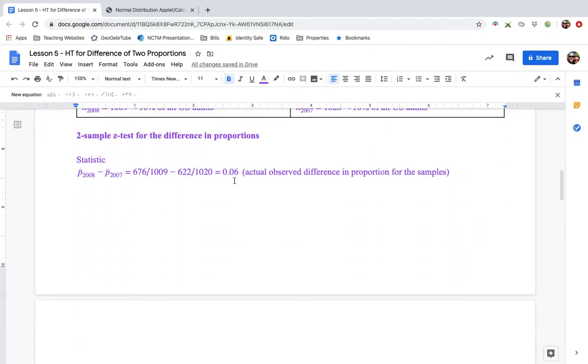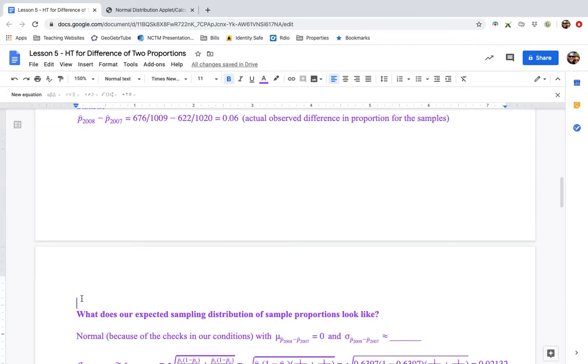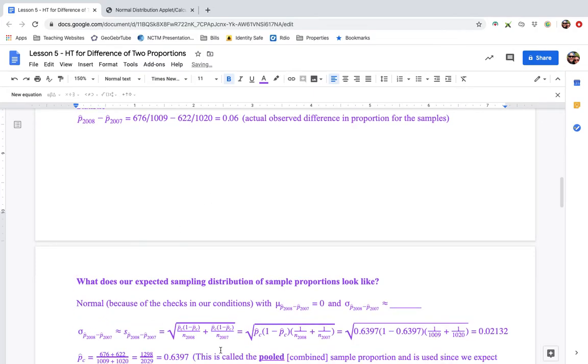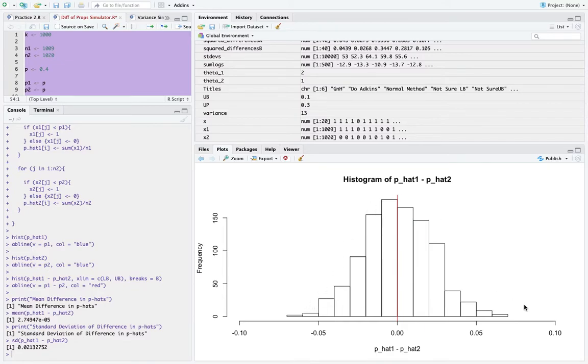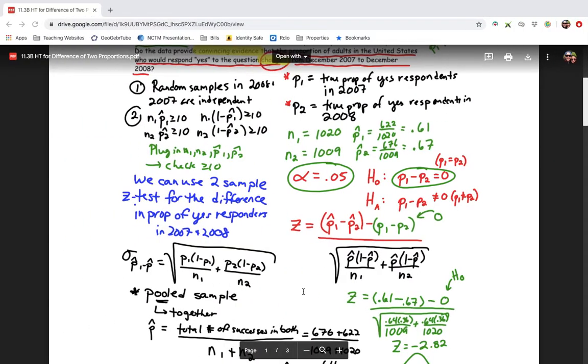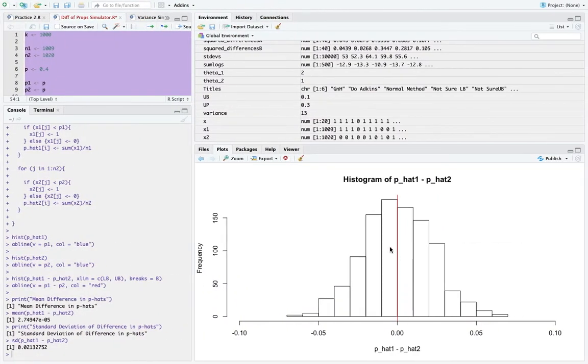So when you come down to here, my question is, what do we expect our sampling distribution of the sample proportions, I should have in here, of the difference in sample proportions, to look like? Well, if you look at my simulation I did earlier, I would say this is going to look pretty darn normal, right? Maybe the mean looks like it's centered around 0 with some sort of standard deviation. Logically, you should expect the mean, the expected value, to be 0.